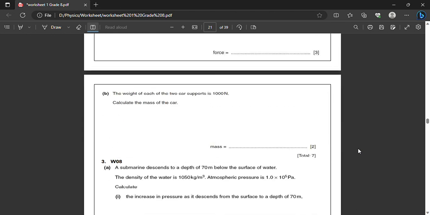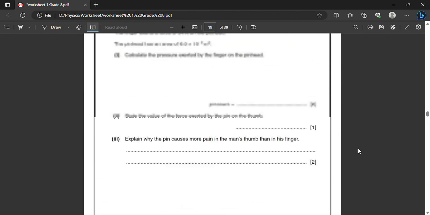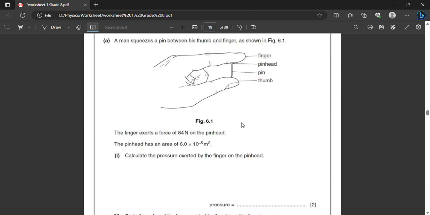Let me see the nail one. Let's see this. So it's showing a man squeezing a nail. So they give how much force is exerted and the area of the pin.